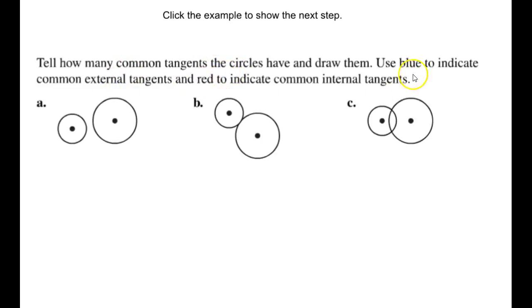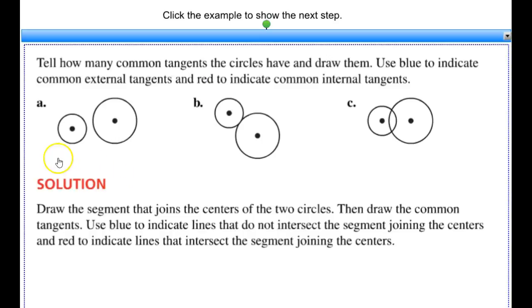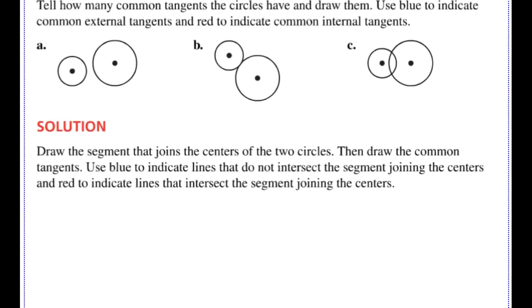We want to use blue to indicate common external tangents, right? External, outside, and red are going to be my internal tangents. So I want to first draw the segment that joins the centers of my two circles. Then I draw the common tangents.